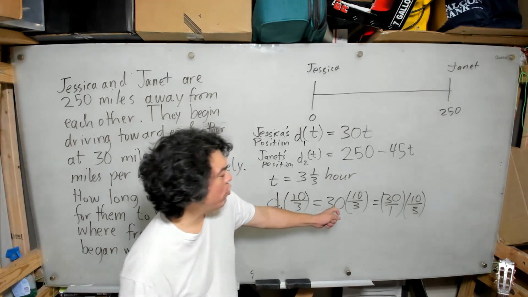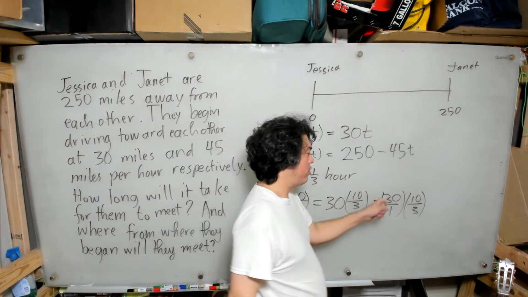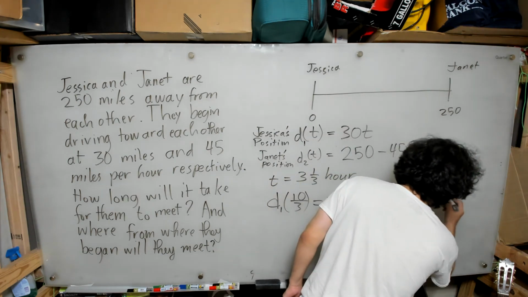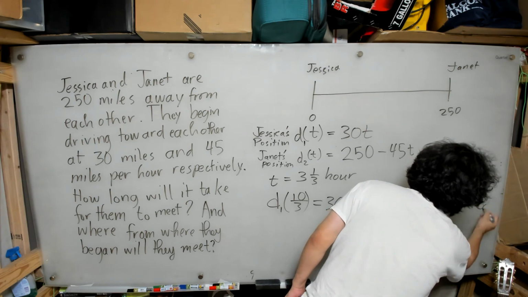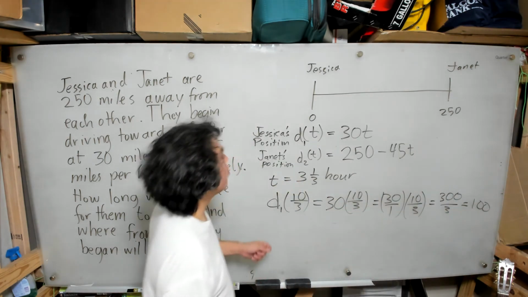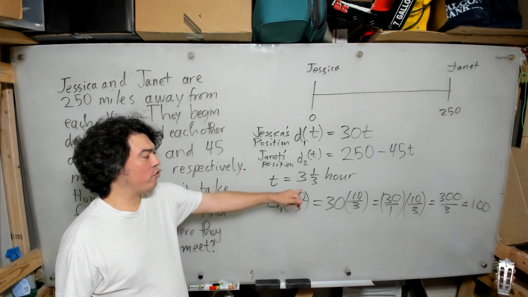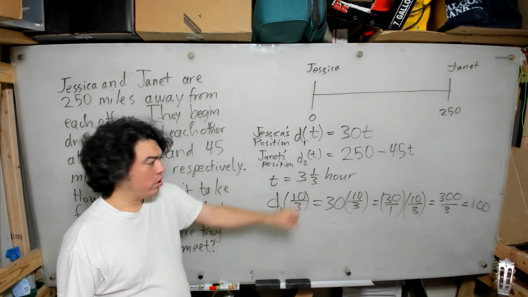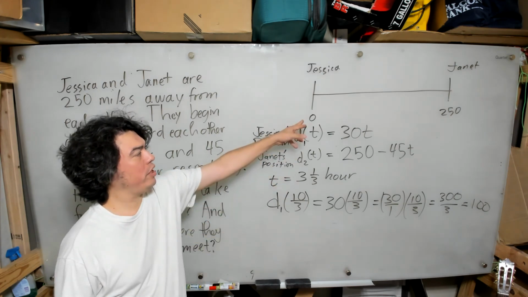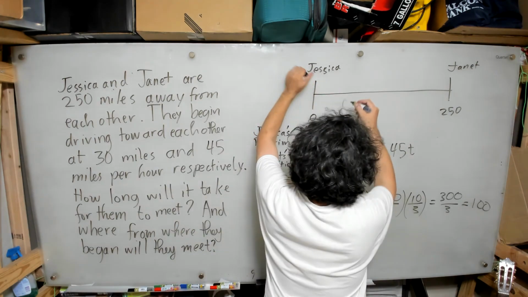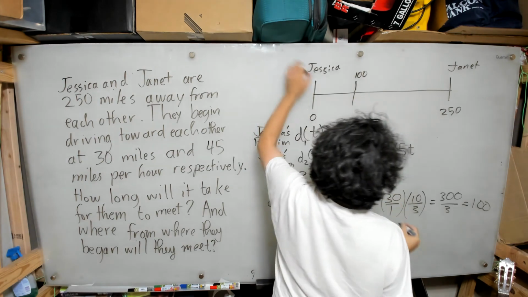Here, I just rewrote 30 as a fraction by setting it as the numerator and 1 as the denominator. 30 times 10 is 300, divided by 3, that's going to be 100. So in other words, what we can see is that after 3 1/3 of an hour, Jessica is going to be 100 miles from the starting point here. So let's say right here, this is 100. This is where they meet.